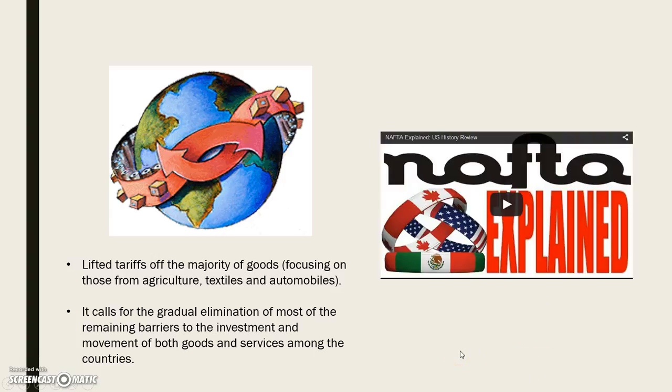The consequence of this type of arrangement is that tariffs on the majority of goods were lifted, and in the long run, it calls for the gradual elimination of most of the remaining barriers to the investment and movements of goods and services among the 3 countries. This video explains further how this transaction of goods and services is being made better.